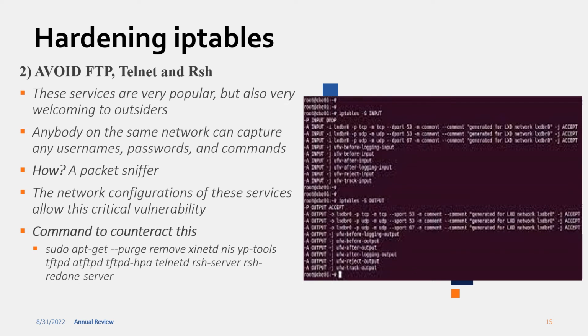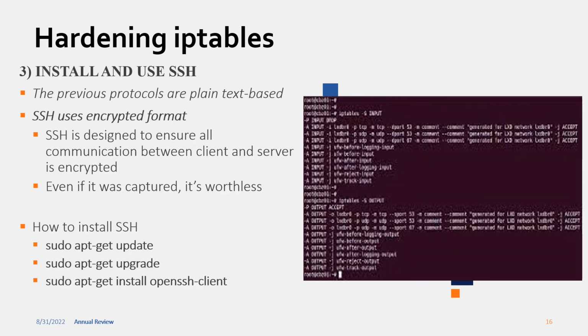Now, I know this seems a little harsh because we're probably familiar or have at least seen these different protocols, but they're very welcoming to outsiders. All you would need is a good packet sniffer, and you would be able to intercept any usernames, passwords, or commands that are shared during the communication between clients and servers. And we do wish not to expose this critical vulnerability. So the command that I have included at the bottom is very lengthy, but it ensures that these three different services will not be a nuisance towards our goal within hardening these servers. And that's my recommendation.